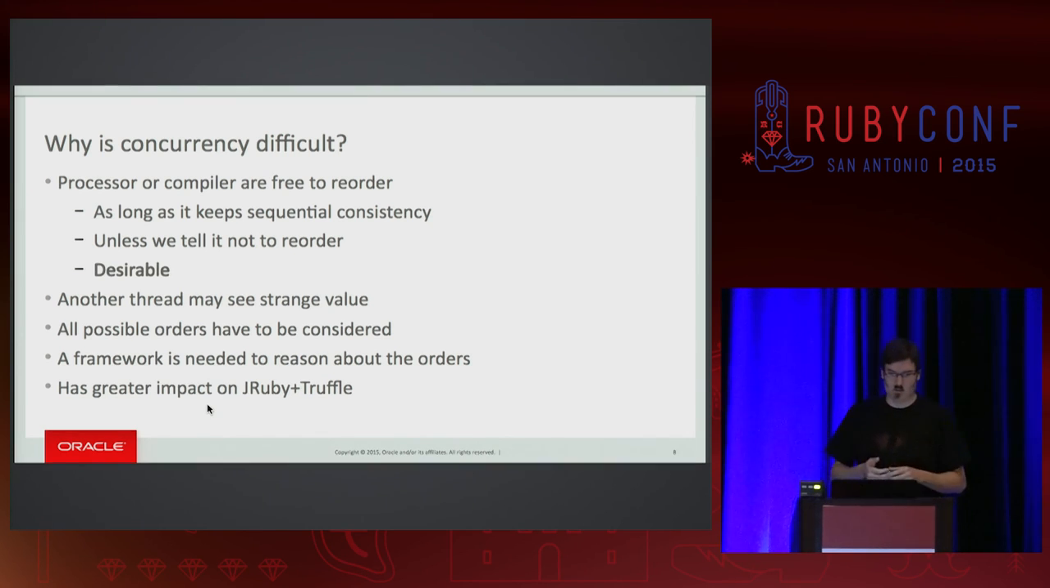But the result is that another thread may see very strange values because on thread A, the code is actually executed in a different order than you wrote it. So thread B sees writes to the memory in a different order. So to be able to actually reason somehow about this, we have to consider all the possible valid orders in which your code can be executed. And to be able to construct these orders, we have to have some kind of framework to figure them out, which is called a memory model, and I will talk about that a little bit later.